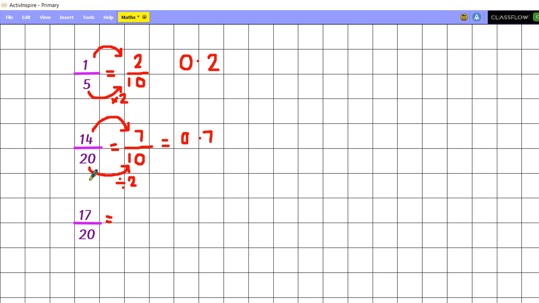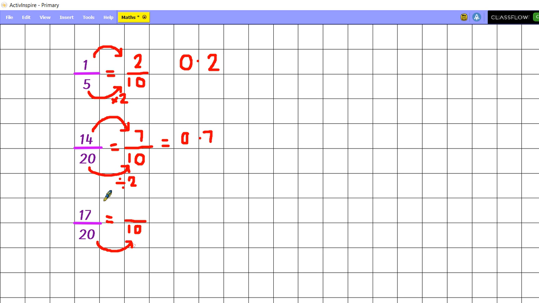Finally, before I move on to your activities for the day, I've got 17/20. Now, 17/20, I could make it to tenths, okay? Let's just have a quick look what happens if I make it to tenths. So for this, I would have to divide it by 2. For this, I would have to divide it by 2. But 17 is an odd number. Therefore, I can't divide it by 2 and get a whole number. I would end up with decimal places, and I can't do that with fractions.